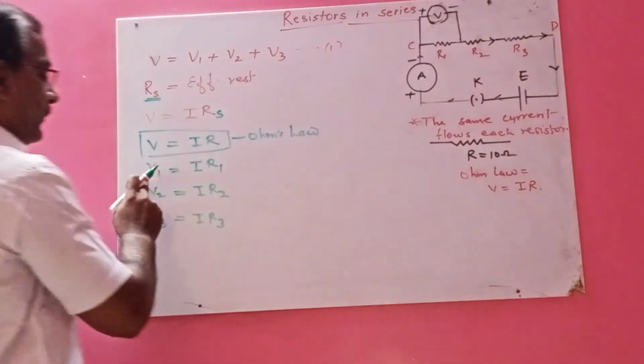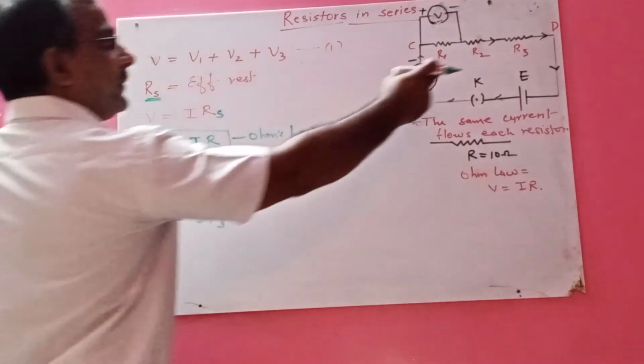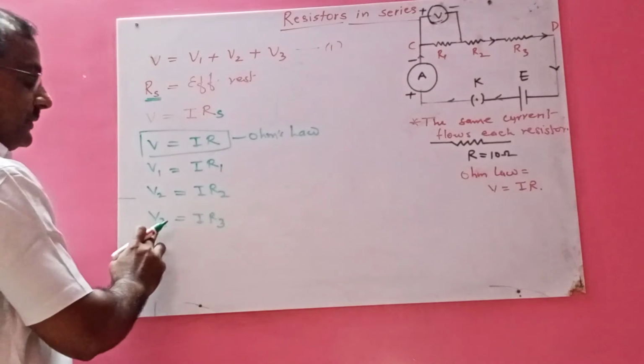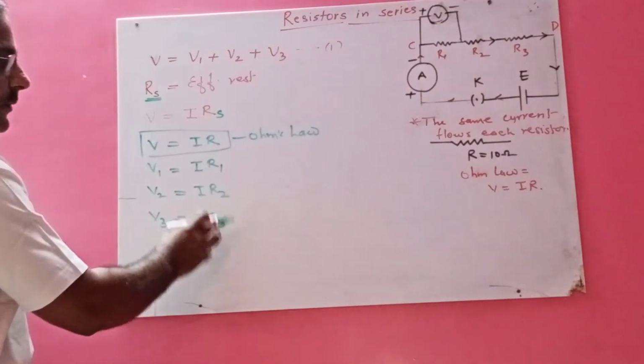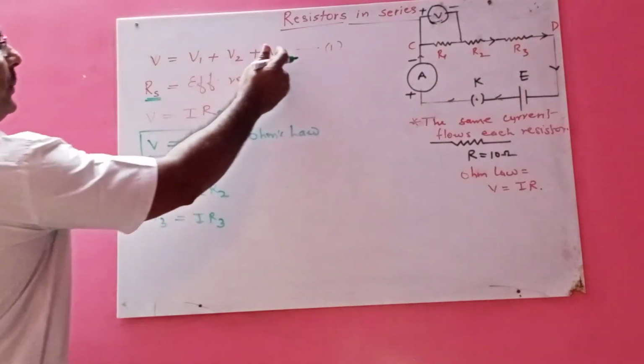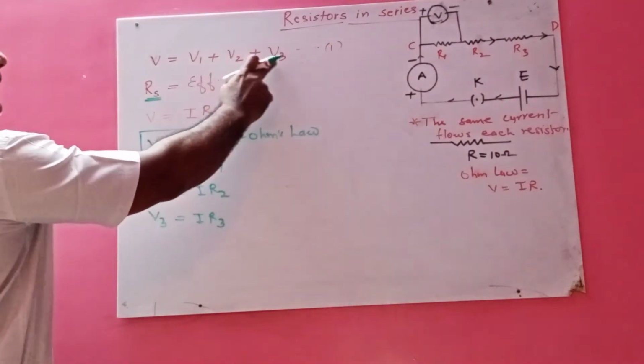Now, with the help of this, first find the potential difference across the first resistor. It is V1, so IR1. Across the second resistor, it is IR2. Across the third resistor, IR3. After all this, put these values in equation number 1. See, V is equal to V1 plus V2 plus V3.